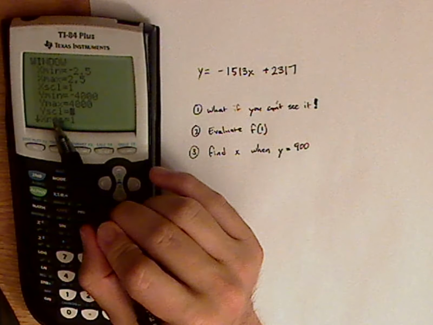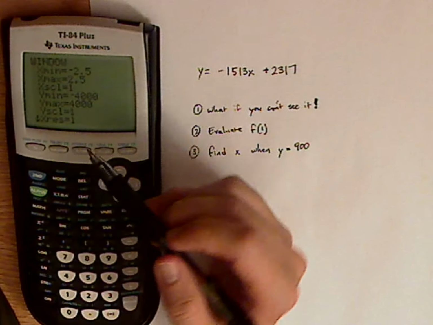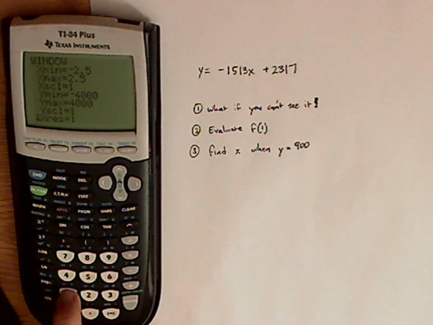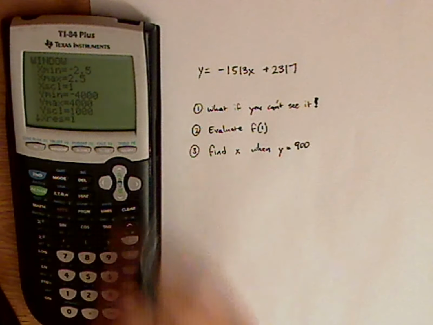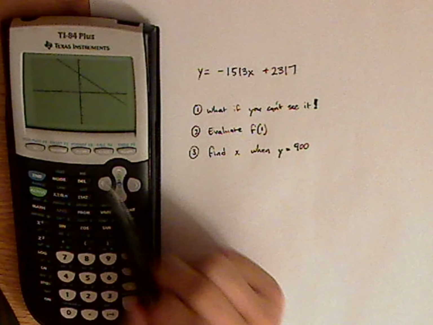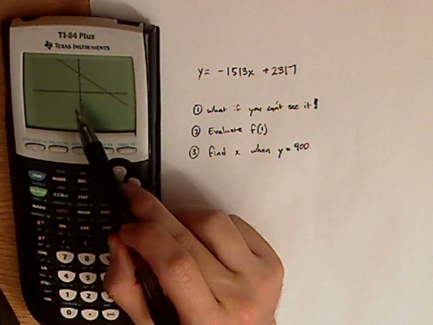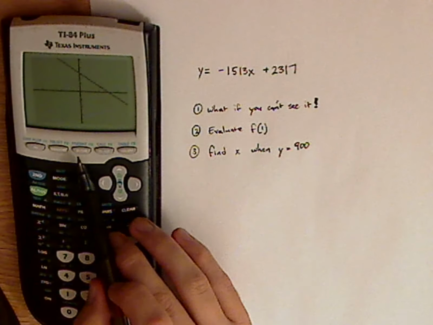And since the scale is just 1 or whatever, but I can count by thousands if I wanted to. And then push graph. It's about the same graph, but now it looks even nicer. So that's what you do. You kind of play around with zoom.